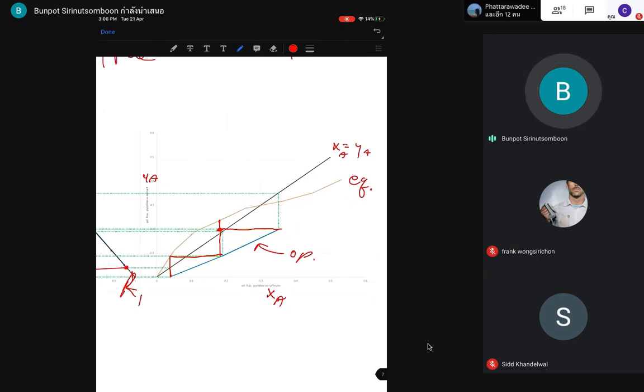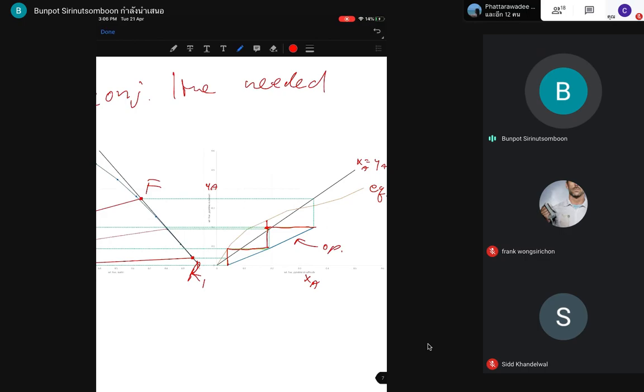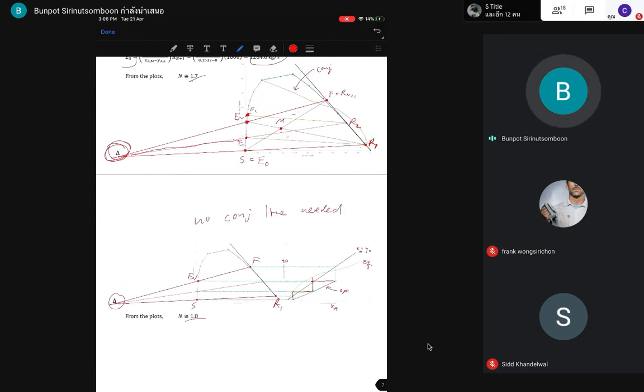Okay, and I draw the steps, and I got about 1.8, which is kind of close to the previous result, 1.7. So both techniques are quite okay to use in this problem. Any questions? So that's how I solve this problem.